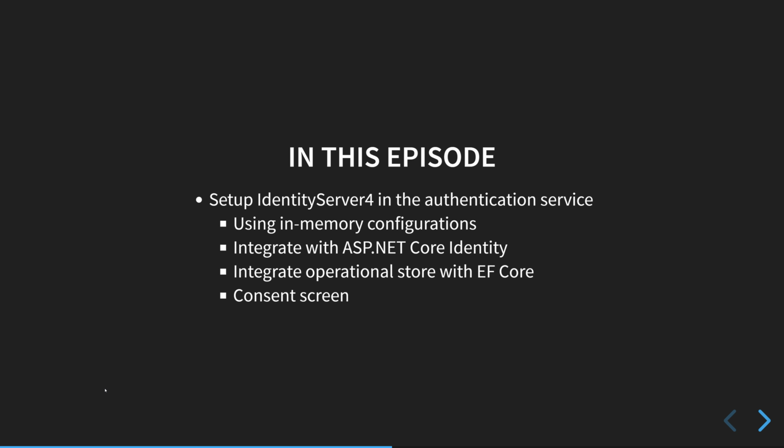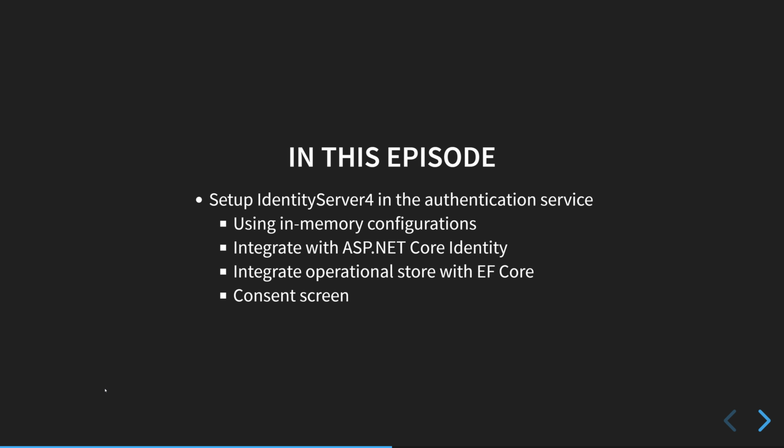We'll integrate the operational store with EF Core. So operational store is where tokens, token information is stored. So for refresh tokens and stuff like that, or in case instead of a JWT, we were using a reference token, so it could be invalidated. It will be on the operational store, but we are using JWT.